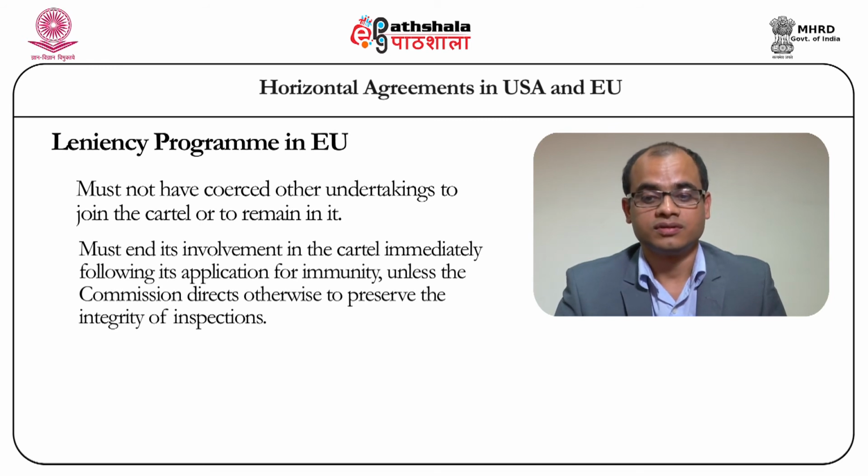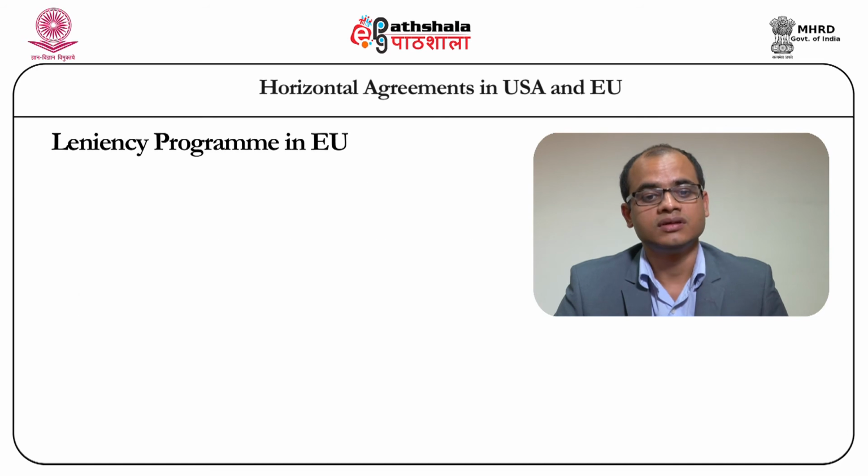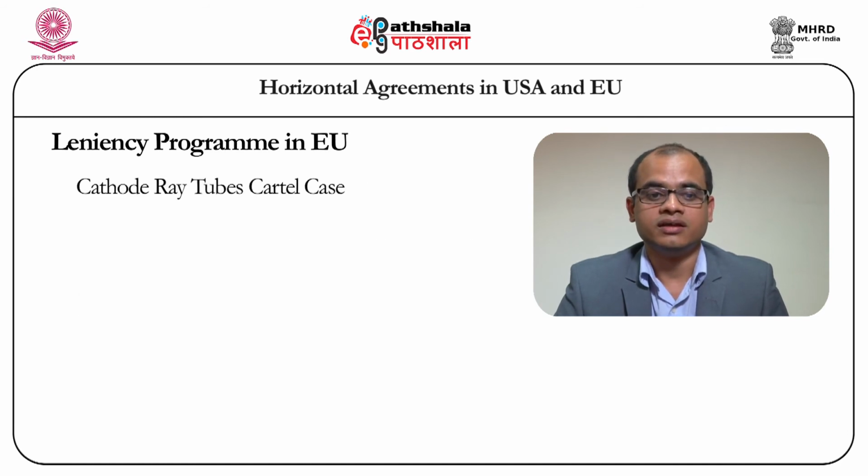If there is a second applicant, there is a provision that the fines can be reduced by 50%, and fines can be reduced by 30% for the third applicant. So there is subsequent reduction of fines when more applicants join in. The leniency program has really helped in the detection of some of the cartels. If we take an example of the cathode ray tubes cartel, in 2012 the European Union Commission imposed a heavy fine on 7 producers of cathode ray tubes.